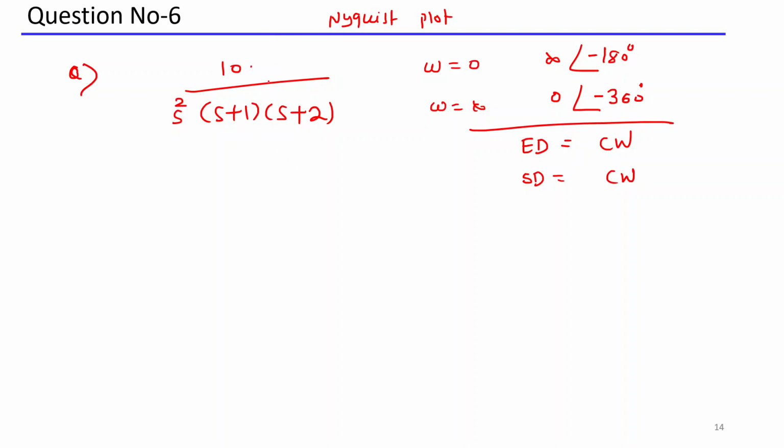Suppose here s plus 3 is there, then which one is dominant? This s plus 2 and s plus 2 get cancelled. Zero. Still one pole at 0 is there, so for that, 90 then plus 90. Okay, like this. Coming to the original question, this will be minus 180. Right, sir? Now you draw the polar plot.